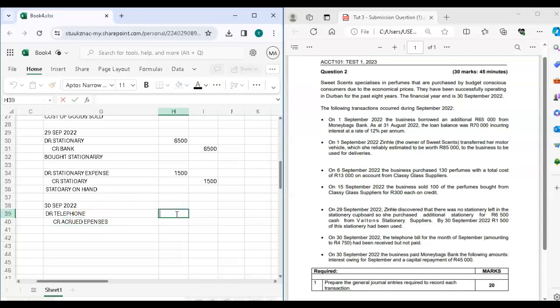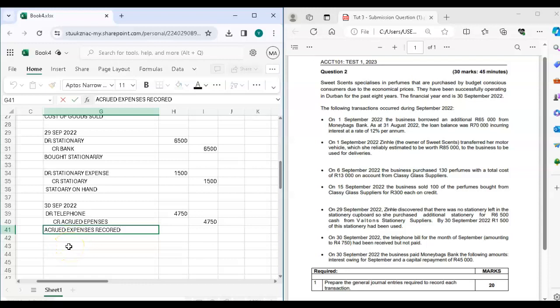And then the amount, 4,750. Debit 4,750 and then credit 4,750, okay? Accrued expenses recorded. Remember, you can say anything, right? As long as it makes sense, you won't get marked down.